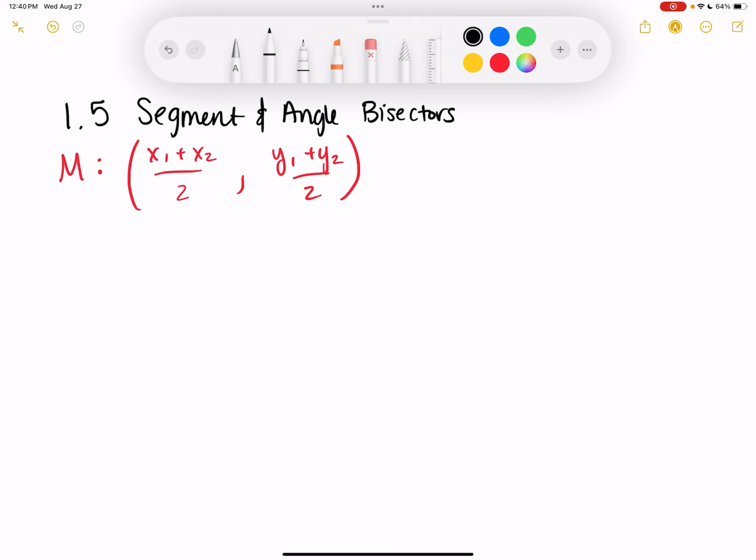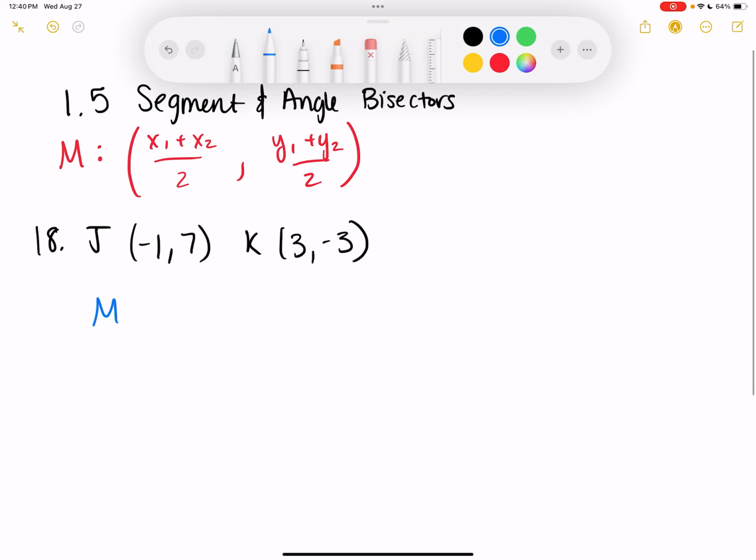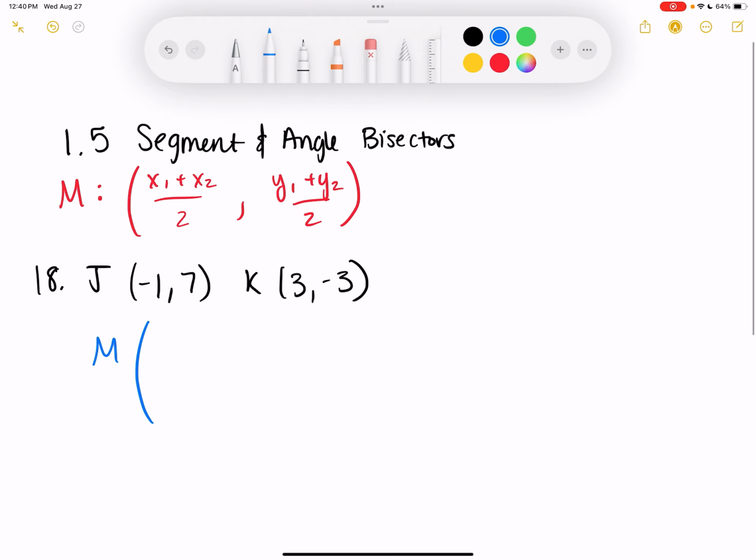So the first problem says to find the coordinates of the midpoint of a segment with the given endpoints. So 18, we have the point J, which is -1, 7, and K, which is 3, -3. And we're going to use these to find the midpoint between J and K. So we set it up and we plug in the numbers.